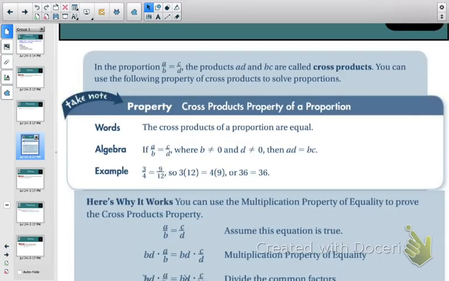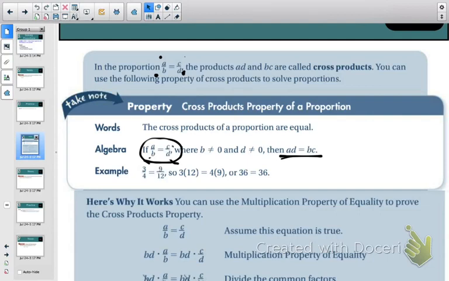Okay, so if you look at this proportion right here, this says A over B equals C over D. The products AD and BC are called cross products. What that means is you're multiplying the diagonals together. So A times D and B times C. Those are called cross products. Okay, then we have this cross products property, which says that whenever you multiply the diagonals together, or the cross products, they are equal. Okay, so if you have this proportion, and you multiply B times C and A times D, they are equal to each other. Okay, that's called your cross products property.